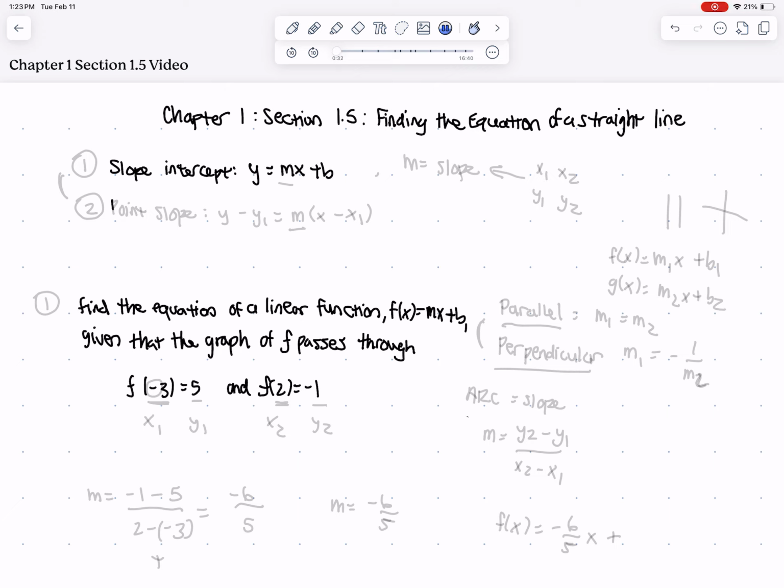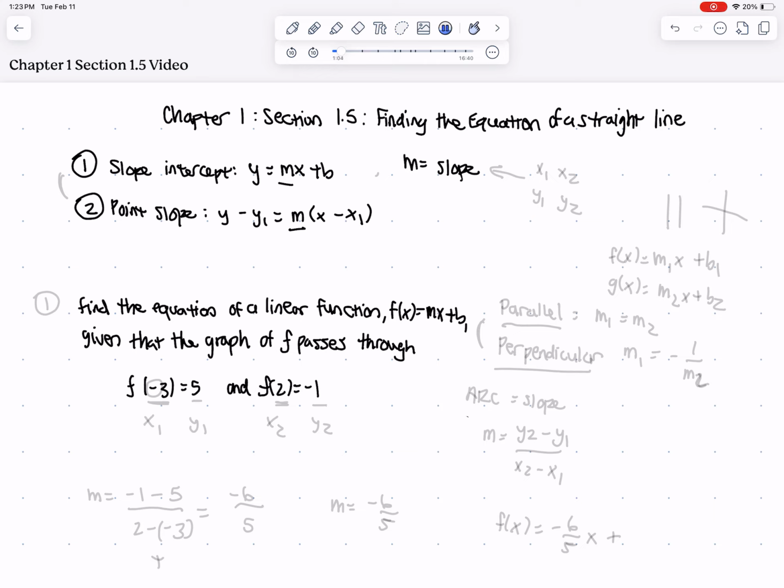And the other one being point slope. Y minus y1 equals m(x minus x1). These are the two formulas we can use to find the equation of a straight line. And both will work. Both will get you the same answer. They're just written a little bit different. We know that m, again, is our slope. So m is always the slope.